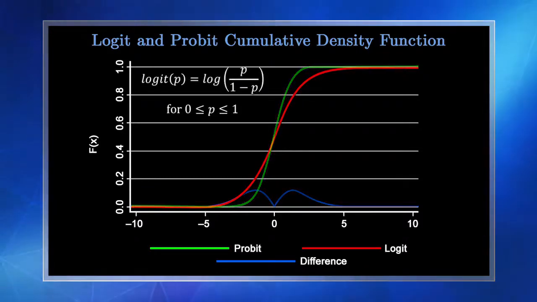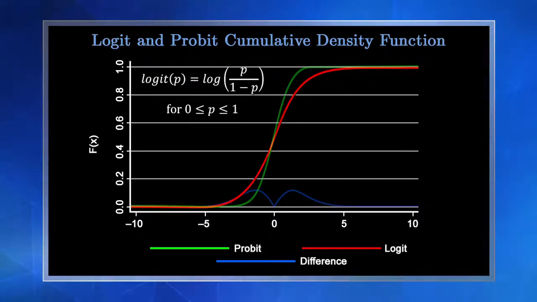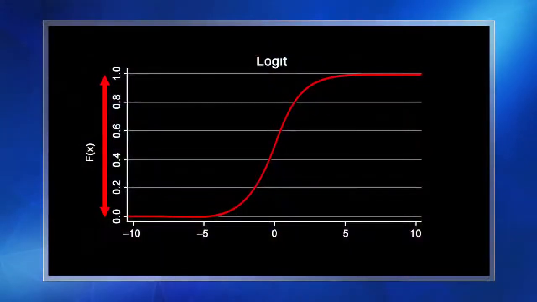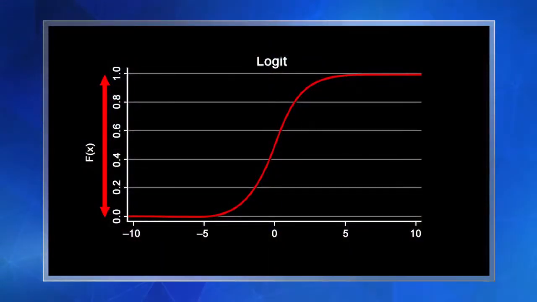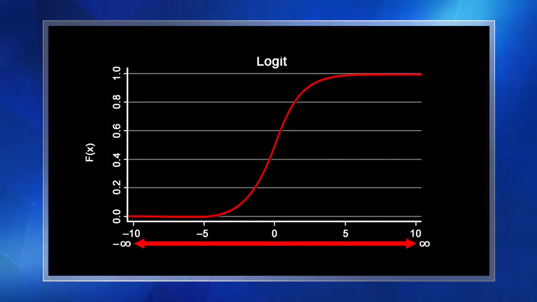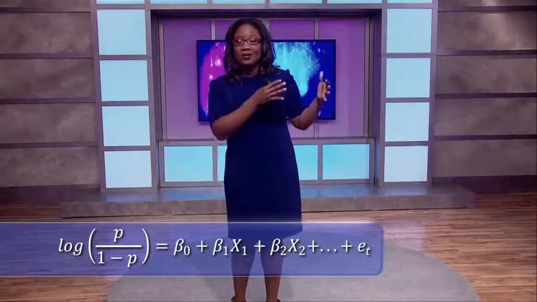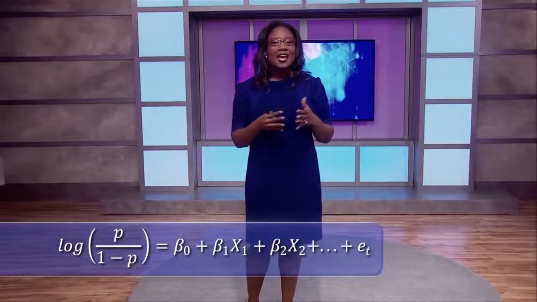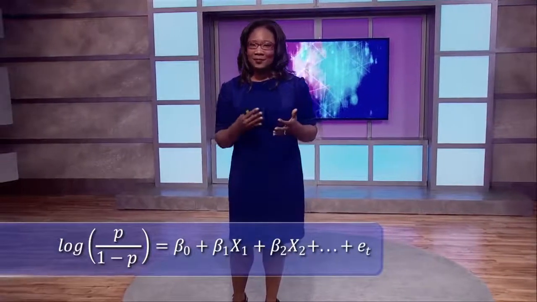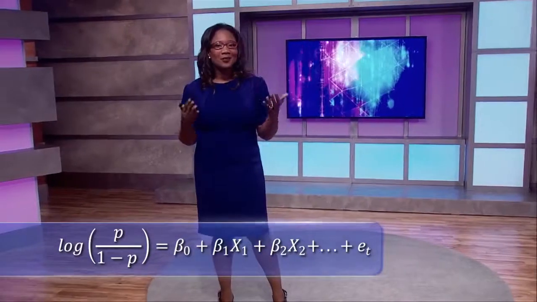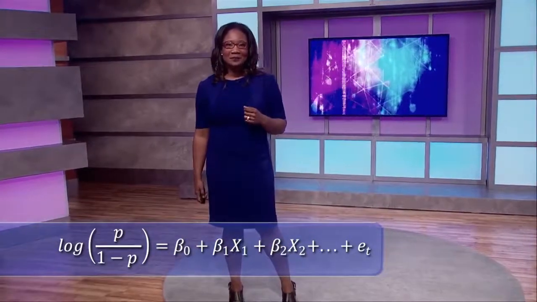Here, the logit of P is again the log of P over 1 minus P, where that probability is going to range from 0 to 1. Now notice what the logit function is doing is taking a value between 0 and 1 and mapping it over to a value between minus infinity and infinity. So the general mathematical equation for a logistic regression is going to be our logit function, so log of P over 1 minus P, and then we just model that as beta naught plus beta 1 x1 plus beta 2 x2 on out to our residuals, E sub t.